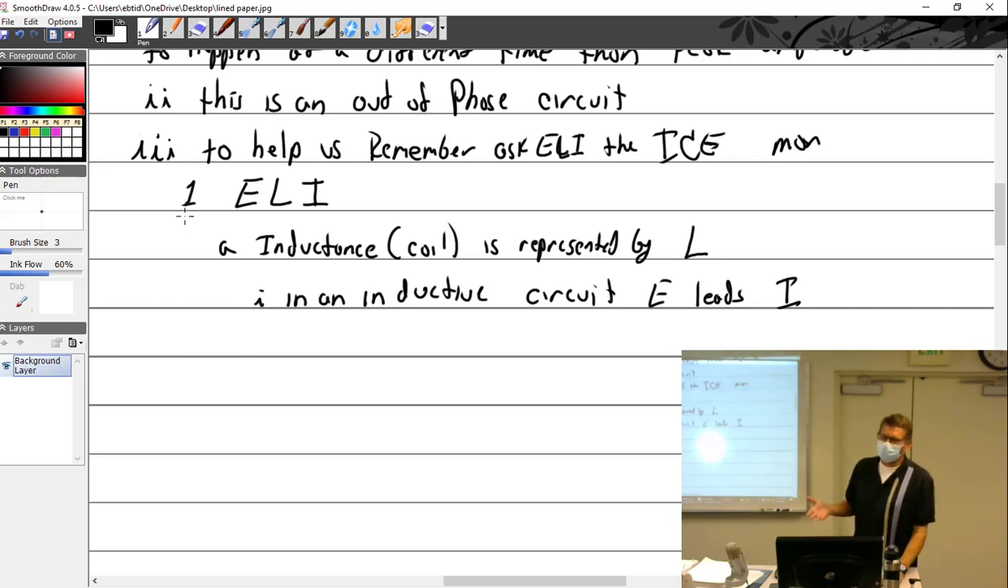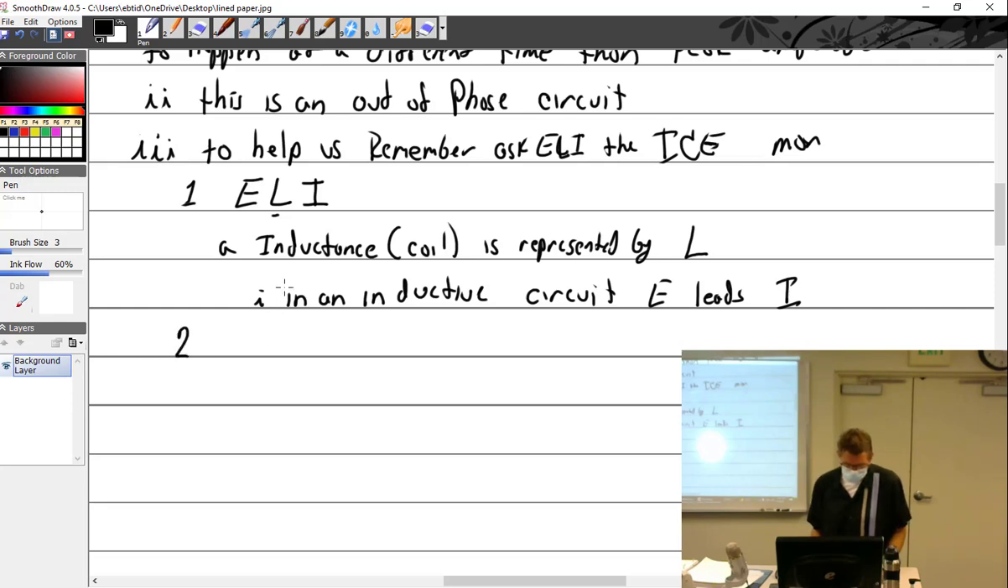But if you want to start from 0, we're going to do that where you have this sudden rush of voltage and you see it, and then the current kind of goes. But anyway, we'll get there. So ELI, just remember ELI: L is the inductive, so voltage is going to lead the current. The current is going to lag. You have to say it both ways. Current will lag, voltage will lead.